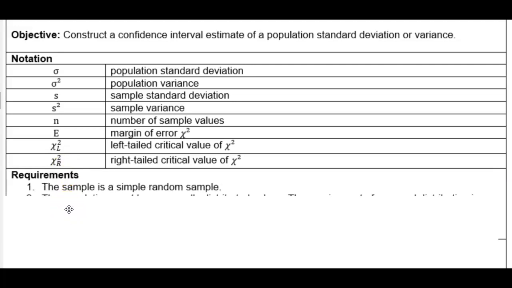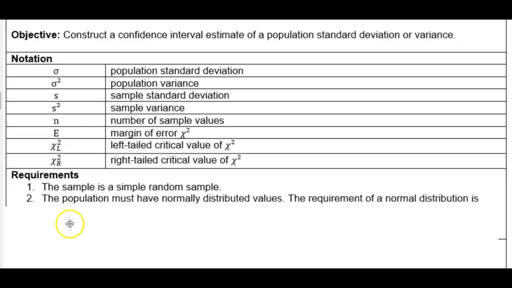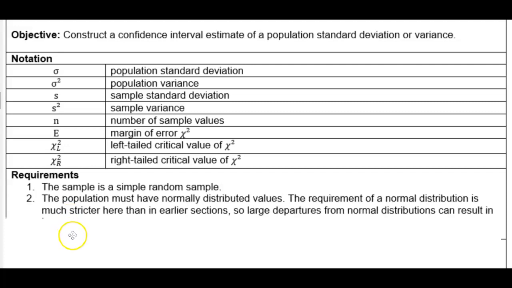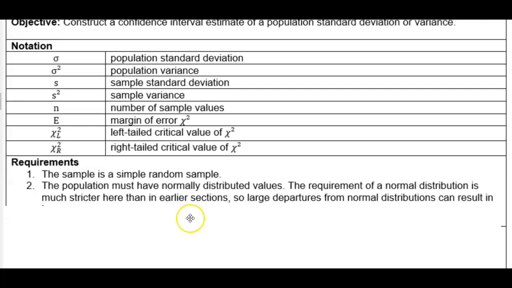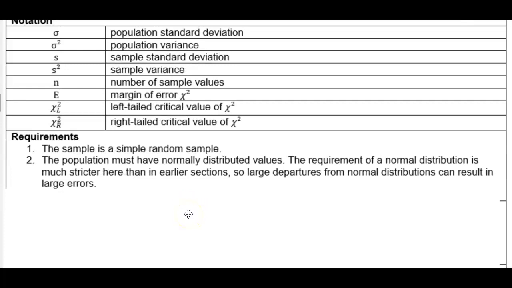What are the requirements? Number 1, the sample is a simple random sample. Number 2, the population must have normally distributed values. The requirement of a normal distribution is much stricter here than in earlier sections, so large departures from normal distributions can result in large errors.